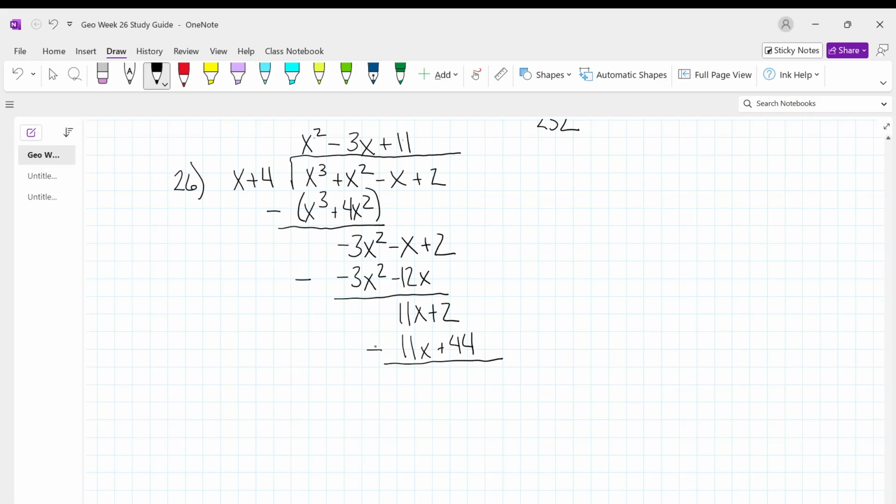Subtract. The 11x's become a 0. And we have 2 minus 44. And 2 minus 44 would be negative 42. So that becomes our remainder. So our quotient is x squared minus 3x plus 11. Remainder, negative 42.